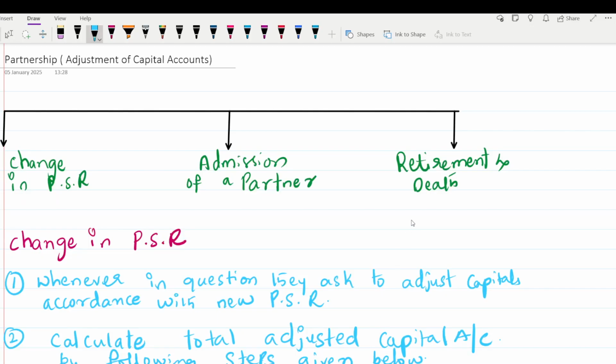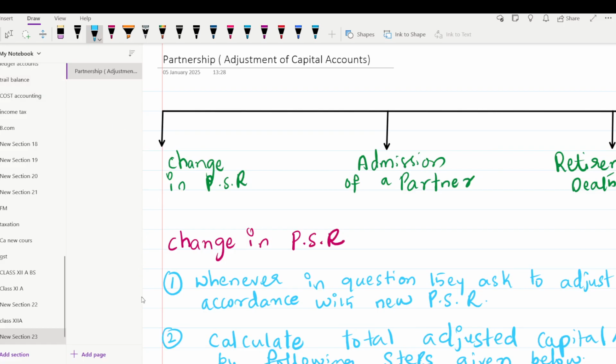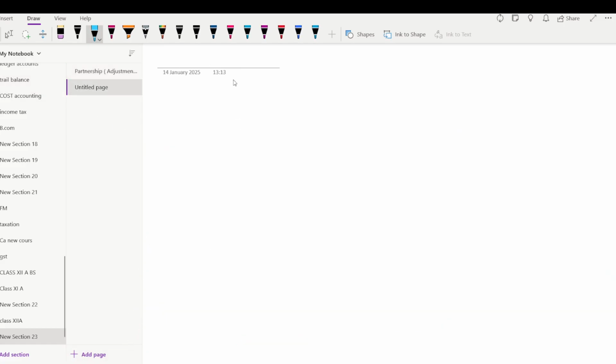Yeah, hi everyone. Today our discussion is all about adjustment of capital accounts in new PSR. That is our discussion. So, what are the things we need to remember when we are writing adjustment of PSR? First, three points you need to remember.